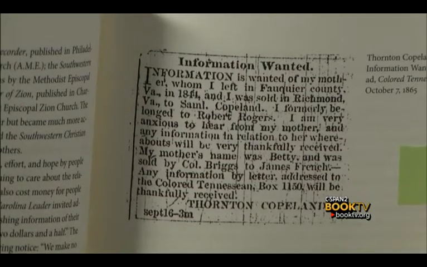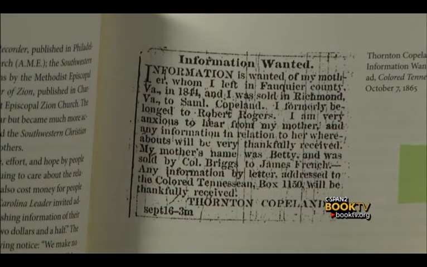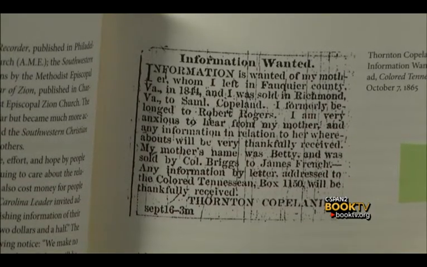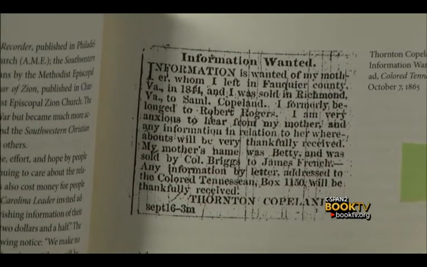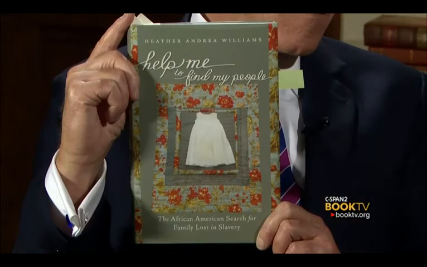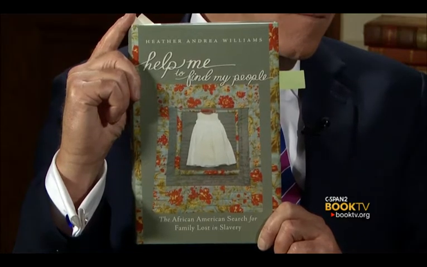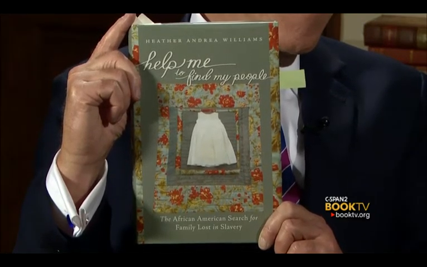It says, "Information is wanted of my mother, whom I left in Fauquier County, Virginia, in 1841." I think I need to have it closer to me to read it. Well, that just gives you an indication of what it says. So he placed this ad in 1865, and I think it's 1844, if I'm remembering the ad correctly. But he had been apart from his mother for 21 years, and he was looking for her. It's these ads that got me thinking about this book and about what separation was like for people.